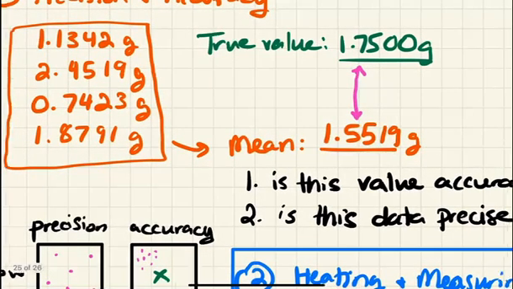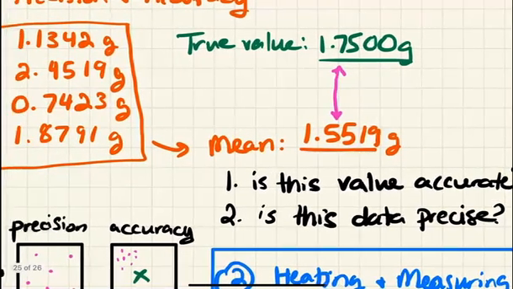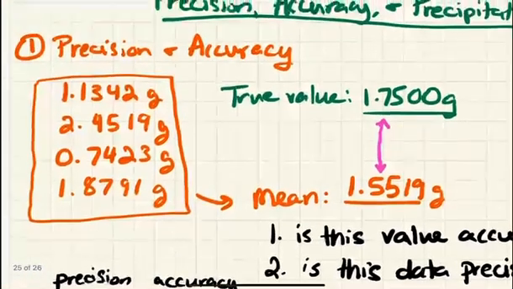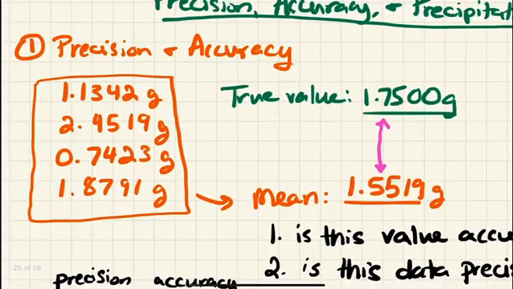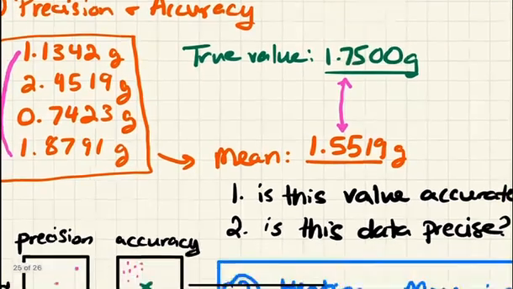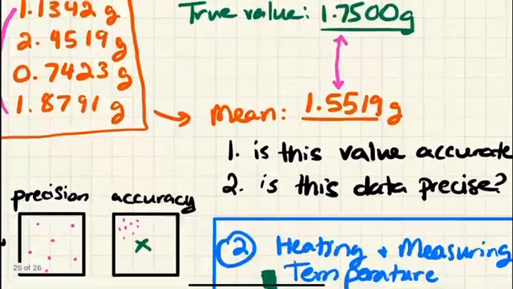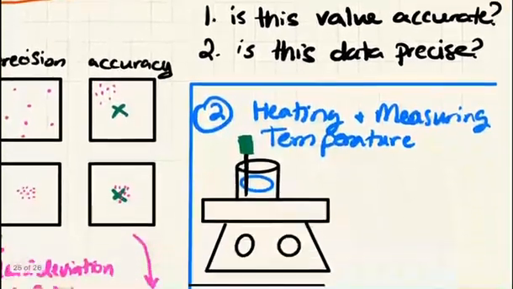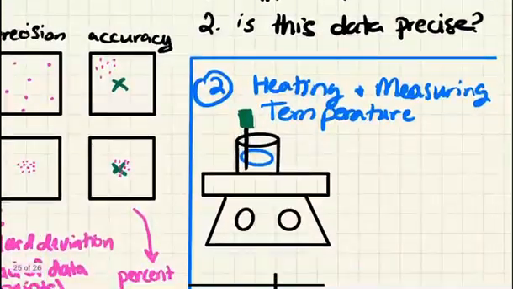Another question we asked was, how is this data precise? I would think that if you were to measure this sample on 4 different scales and get this range of values, you'd probably think they're not close together at all, and you'd think you're doing something wrong. So most likely this is not precise at all, but we could calculate the standard deviation to determine that relative precision. All right.